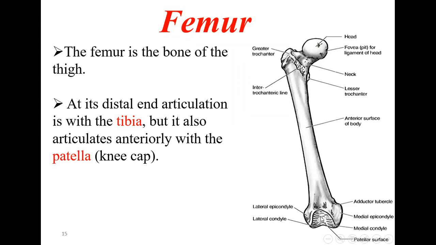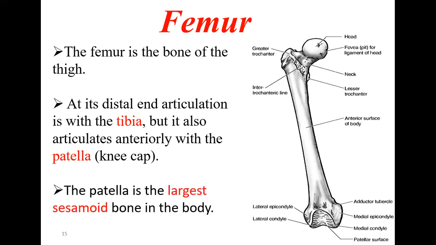So near the distal end, the tibia will articulate here. There is a bone of the leg that is called the tibia. So it will articulate with the tibia, but it also articulates anteriorly with the patella. In the front, we have a bone called the patella, also called the kneecap. We had seen in the last classes that the patella is the biggest sesamoid bone. So that patella will be articulating with the femur.